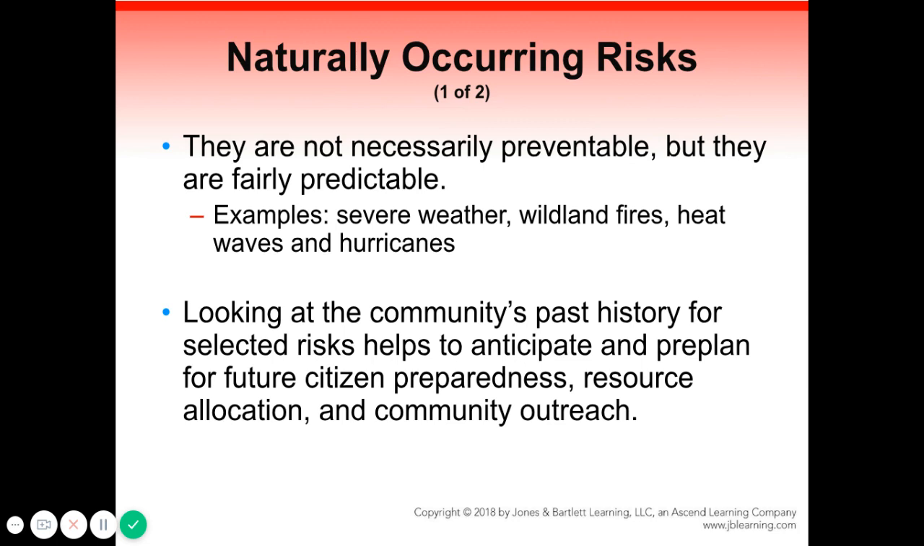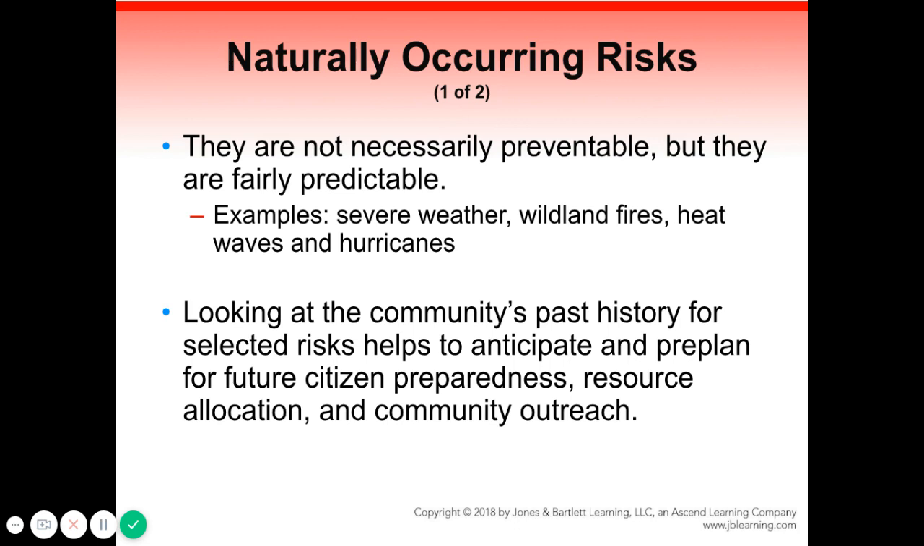The other type of risk that we're going to look at is naturally occurring risks. These are not necessarily preventable, but sometimes they're predictable. Some examples are severe weather, wildfires, heat waves, cold snaps, cold weather, hurricanes, flooding. There's all kinds out there. Blizzards. Think of the wintertime and blizzards lately.